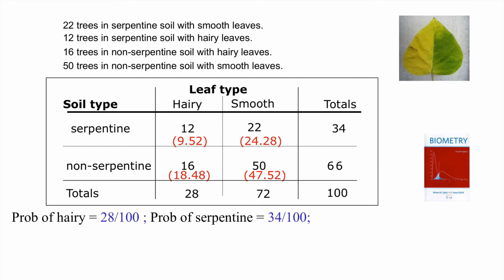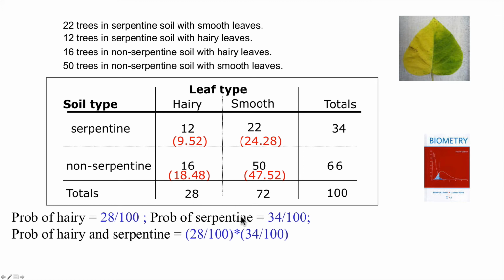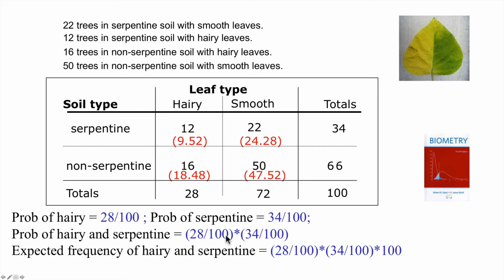The probability of being a hairy leaf tree is 28 upon 100 because it's that column total divided by the overall total. The probability of the tree being in serpentine soils in this case is 34 divided by 100 because here there are 34 trees in the mineral rich soils. What's the probability of both being hairy and serpentine? Well, if they are independent forms of classification, then the probability of this and this arising is 28 upon 100 times 34 by 100. Now, that's the overall probability of hairy and serpentine, assuming they're independent. What about the frequency? Well, we need to work out this probability times 100 to give us our expected frequency.